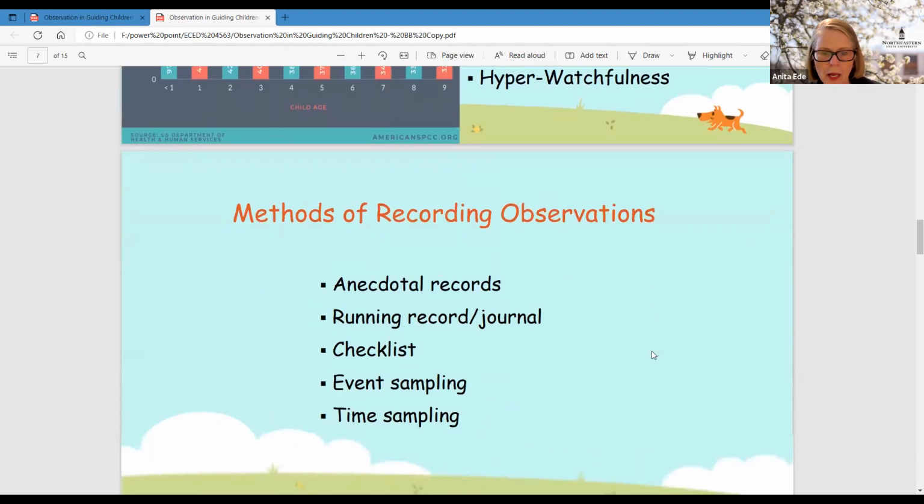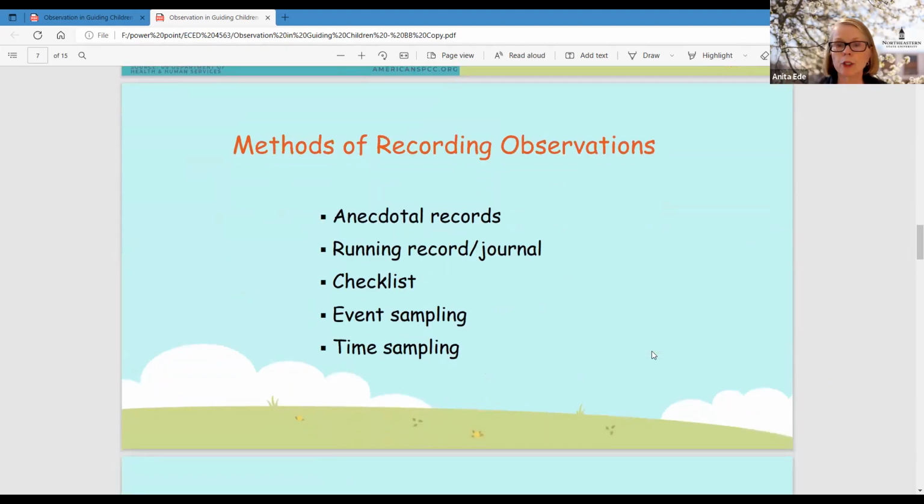Okay. So there are multiple methods of recording observations. One of the most common is just anecdotal notes. We just jot a note down just to remind ourselves. And I used to do that all the time because I've always had a terrible memory. So just put the date and time and whatever you saw. But that's just a little note.